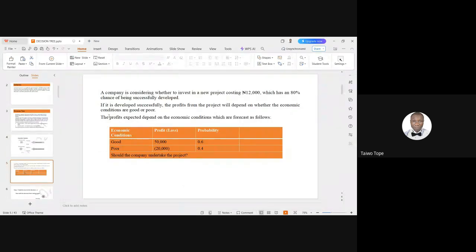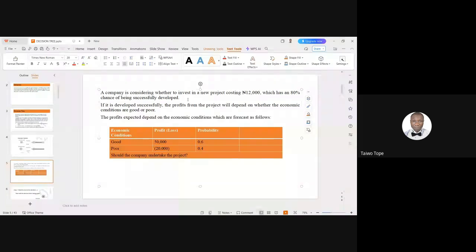Yeah, so we have this scenario here that a company is considering whether to invest in a new project costing 12,000 naira, which has an 80% chance of being successfully developed. So what is the percentage of this project not being developed?